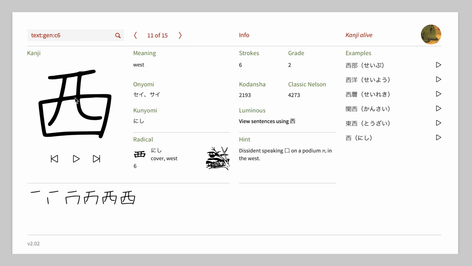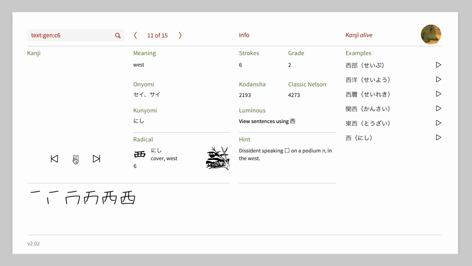Okay, the next kanji we're going to look at is the kanji for west. For the onyomi, we have sai or se. Kunyomi is nishi, so when it's in combination with other characters, you will likely read it as se or sai. When it's on its own, you would read it as nishi. It is its own radical. So let's take a look at stroke order.